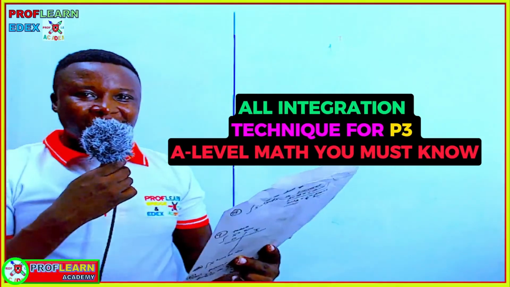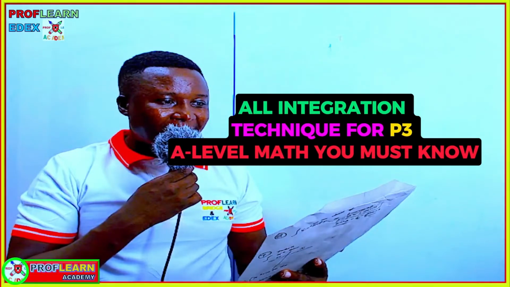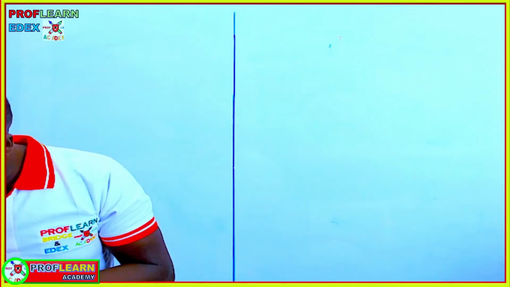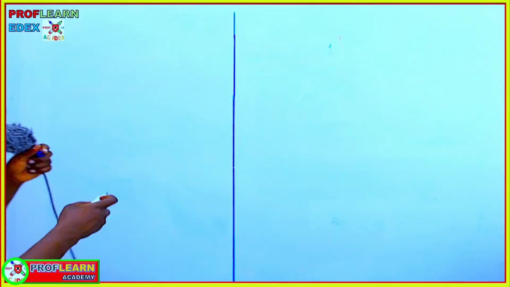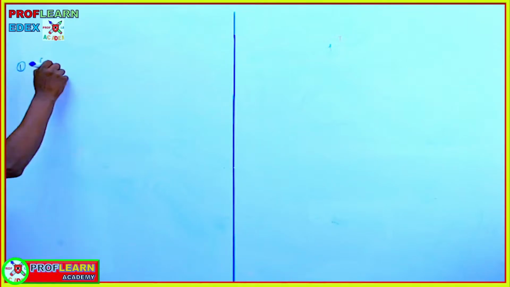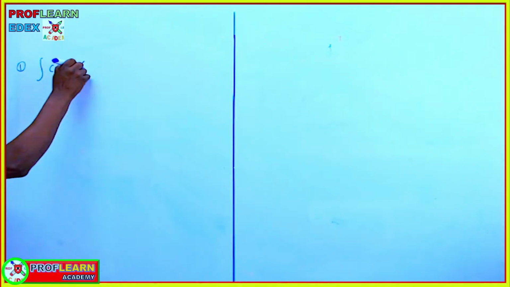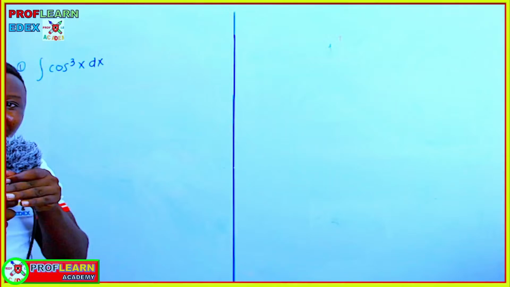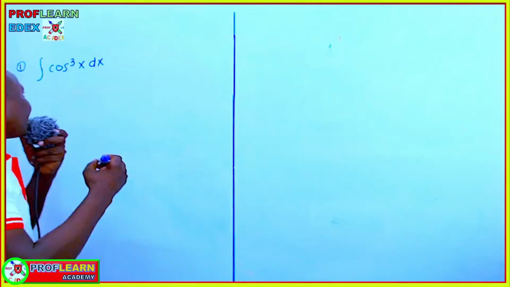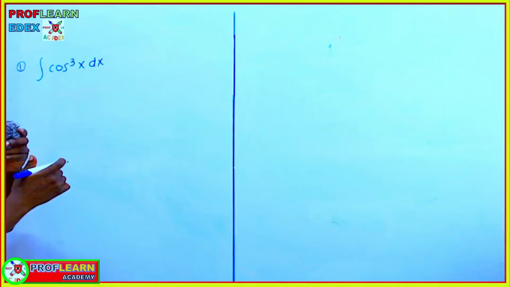Now we need to go straight to the first one, and we are told to integrate cos cubed x dx. Here we are going to use u substitution. We are given question number 1, integrate cos cubed x dx. Remember, on this question here, we cannot say that u equals cos x so that we can perform u substitution here.